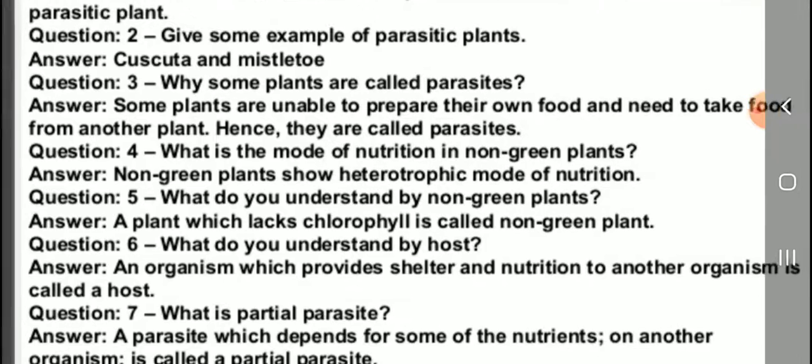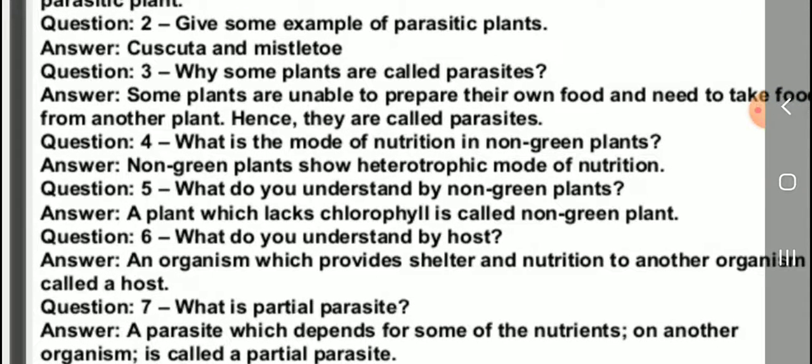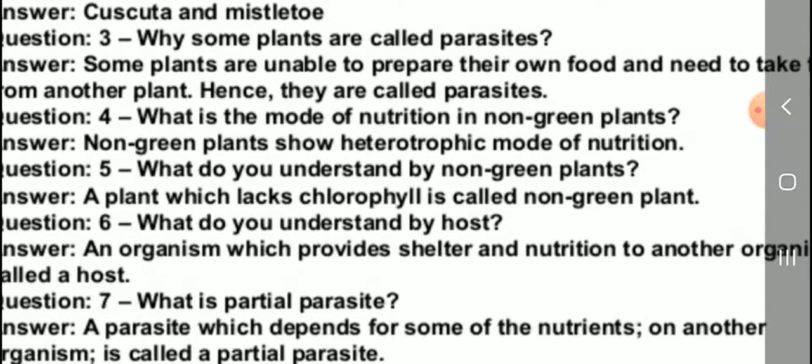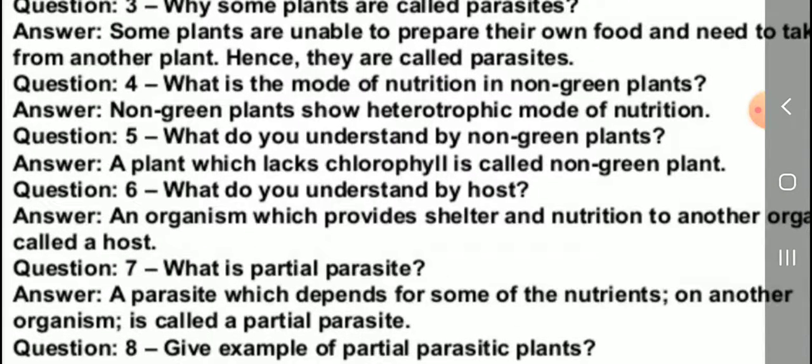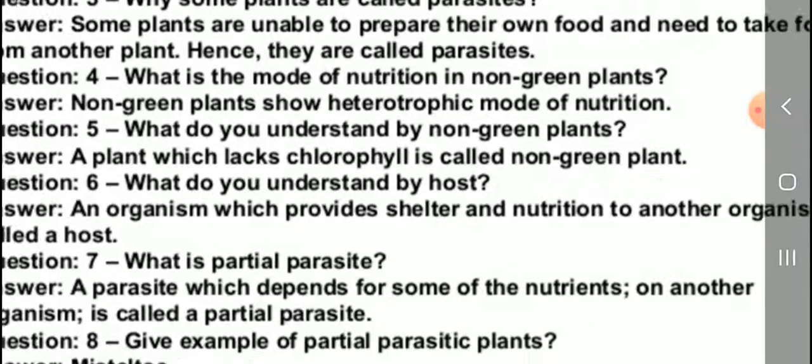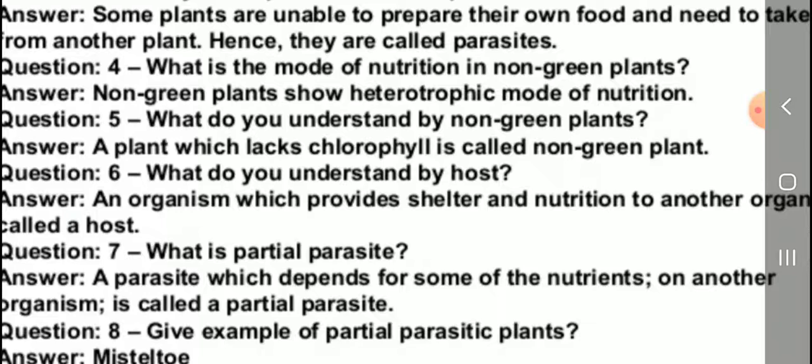What is the mode of nutrition in non-green plants? Non-green plants show a heterotrophic mode of nutrition. Next, what do you understand by non-green plants? A plant which lacks chlorophyll is called a non-green plant. What do you understand by host? An organism which provides shelter and nutrition to another organism is called a host.